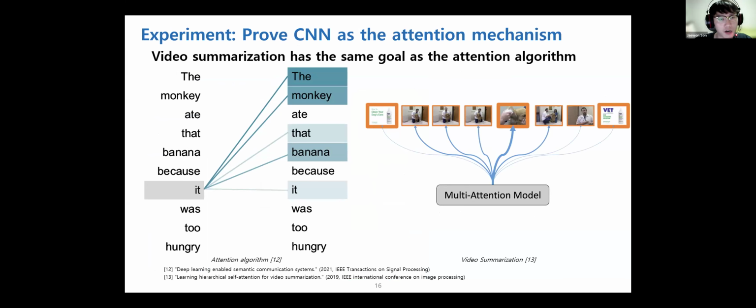From now, I'm going to show you our experiment. The first experiment aims to prove that CNN can function as attention. We can prove that by observing the video summarization performance. The goal of attention is to find important parts from the data. And similarly, the goal of video summarization is to find key frames from the video. So both methods share the same goal, which is to pinpoint the important parts from the data. So if the model shows good video summarization performance, that model can effectively serve as attention.